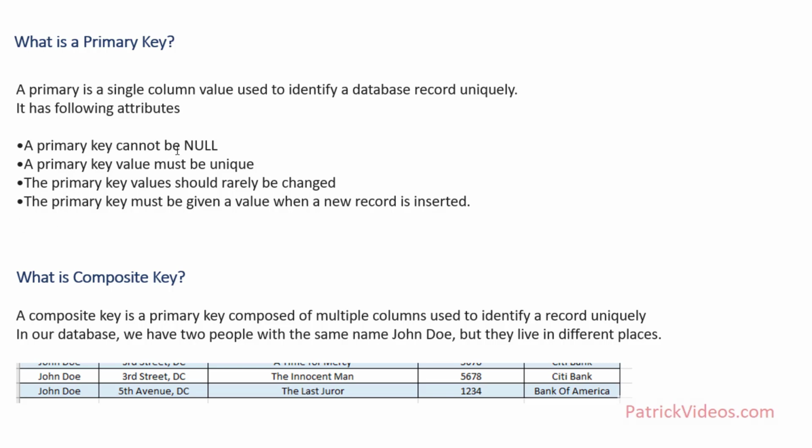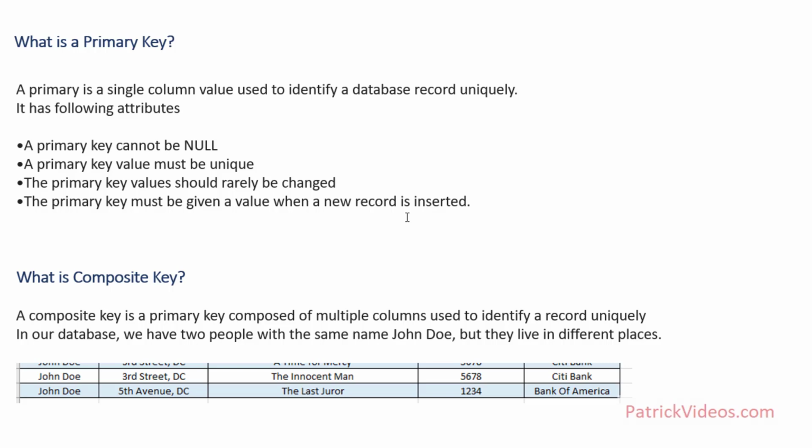There are certain other things for a primary key. Like for example, a primary key cannot be null. That is, if you have a record, you cannot have a null primary key. A primary key value has to be unique, as we learned. A primary key value should rarely be changed. Of course, once you join a company and they give you an employee ID, they'll never change it. It doesn't matter whether you change departments or you got a promotion, they will never change your primary key. Same thing with SSN numbers. Your government ID numbers will never change till your death. The primary key must be given a value when a new record is inserted. We know that as soon as we join the company, the first thing they'll do is give you an employee ID. They won't let you insert a record without the primary key.